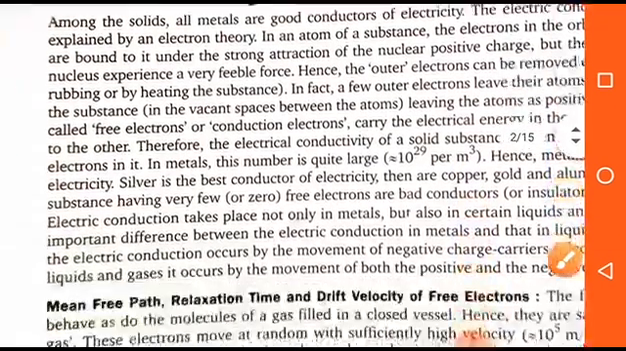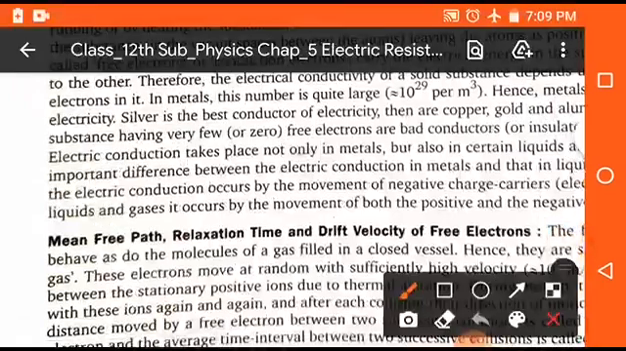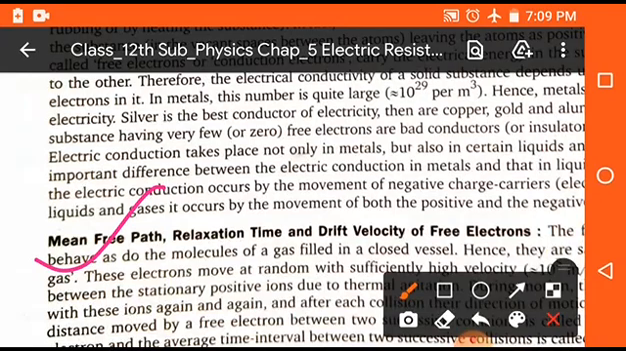So students, on the basis of this conduction theory, some points are given. First point is mean free path. The distance covered by any electron between two successive collisions is known as mean free path. Next topic is relaxation time. The time taken by any electron between two successive collisions is known as relaxation time.